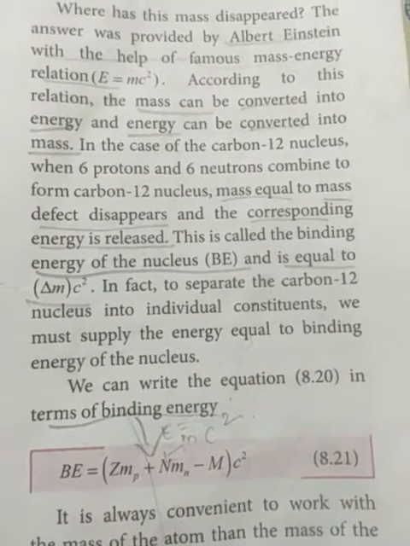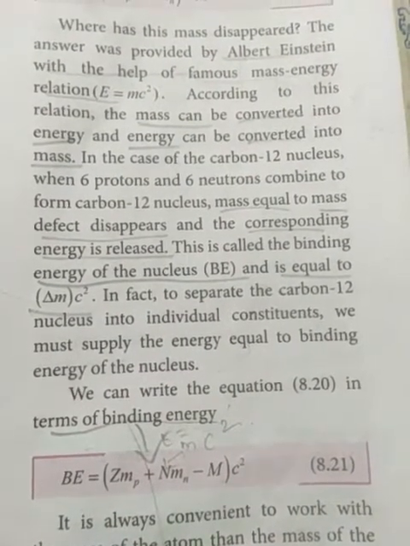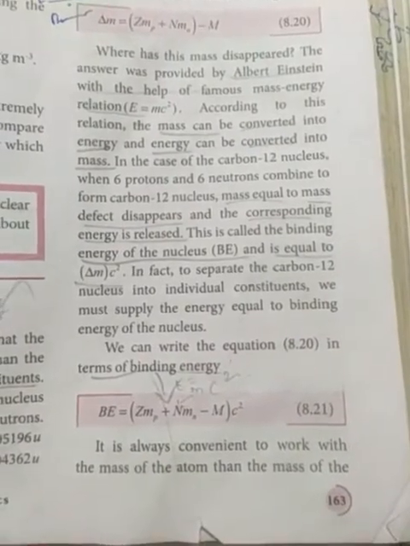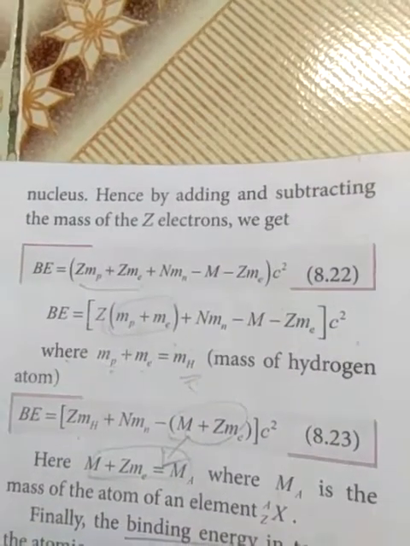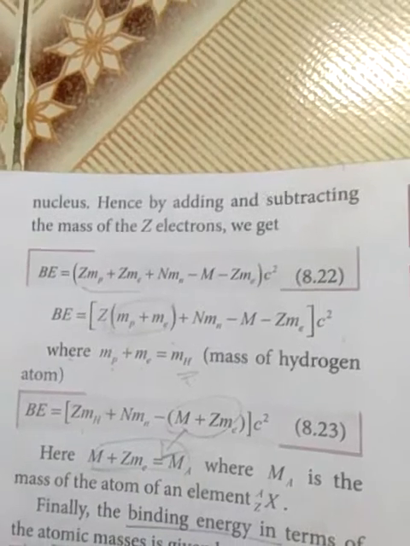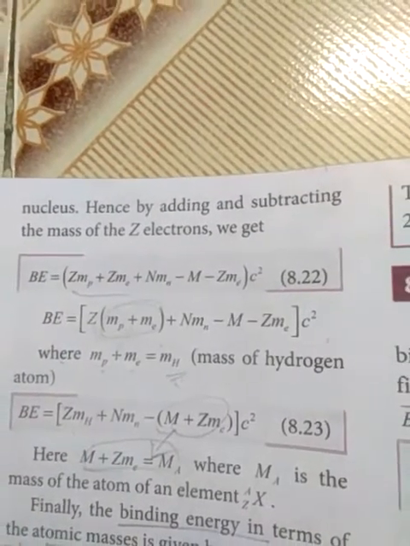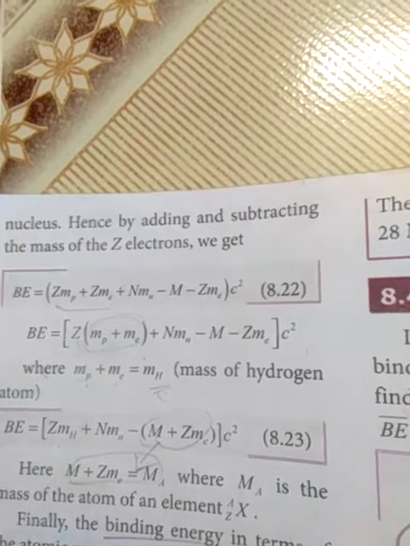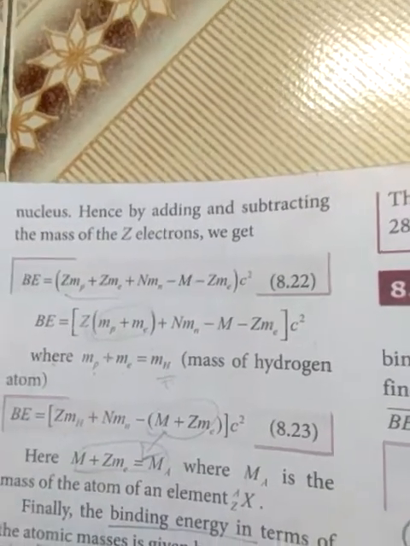We can write the equation, so we have to change the equation. Binding energy is equivalent to (Z Mp plus N Mn minus M) c squared. It is always convenient to work with the mass of the atom rather than the mass of the nucleus. Hence we add and subtract the mass of Z electrons. So in the binding energy, we add and subtract Z Me. Here we have added it.